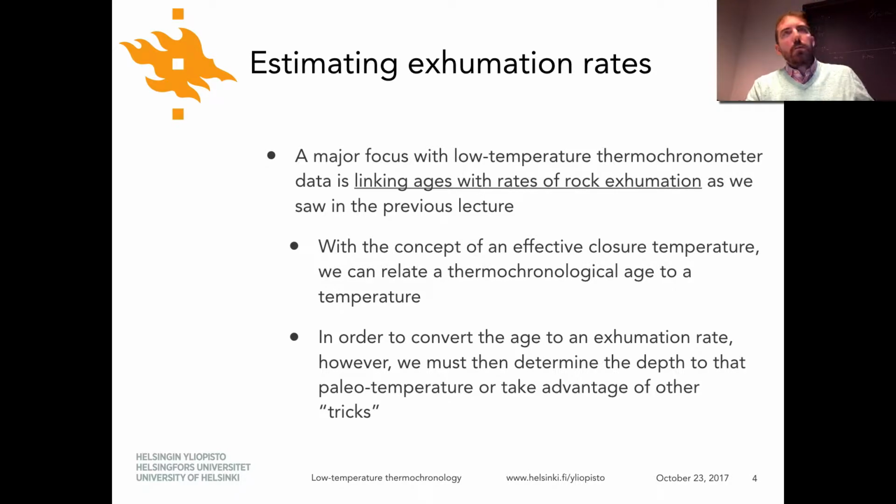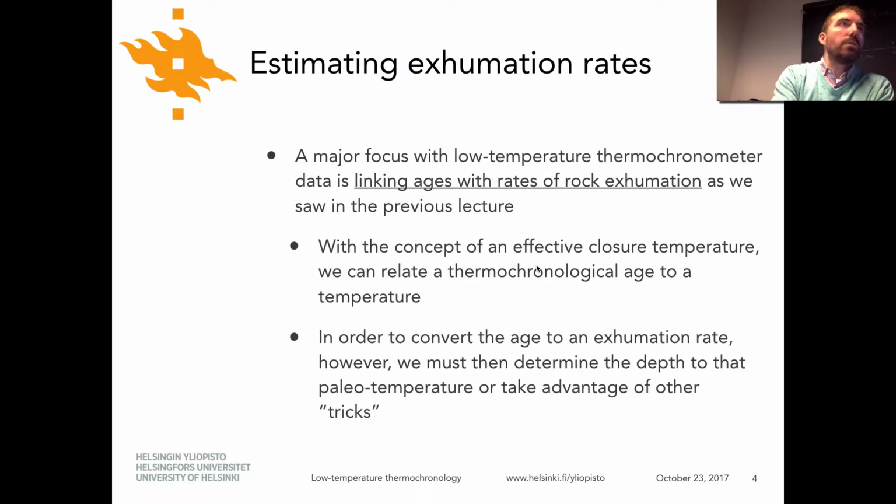So the thermochronometer ages by themselves are useful, but I think most people who go out and use thermochronology don't care that much about the age itself. They care more about what that age means and what that age tells you in terms of a process in the earth, what it tells you about tectonic processes, what it tells you about erosional processes over long time scales. So we know with this effective closure temperature idea that we can take an age and we can relate that to some temperature in the earth.